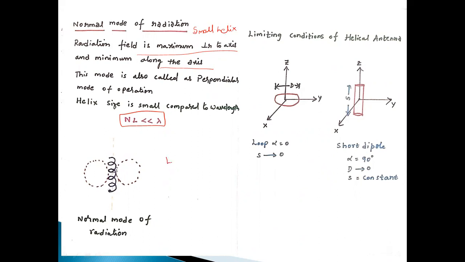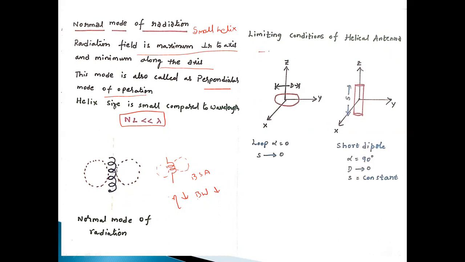So if the size of the helix is very small, we achieve the normal mode of radiation. This is simply referred to as the broadside array case, and it is also called the perpendicular mode of operation. In this case, as the length and size of the helix are small, the radiation efficiency will be low and the bandwidth will also be very low. Because of these two conditions, we need to go for the other mode of operation. Before going to that, we'll analyze this case.